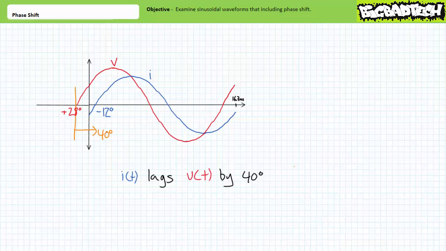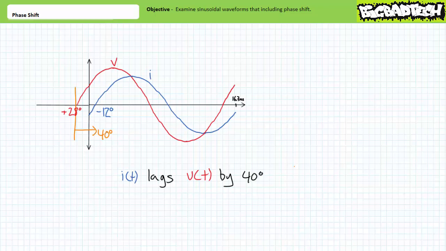Hopefully you realize that current's zero crossing going positive is behind voltage's zero crossing going positive, and current can be said to lag voltage. By how much does current lag? It should be obvious that current lags by the absolute difference of 40 degrees.